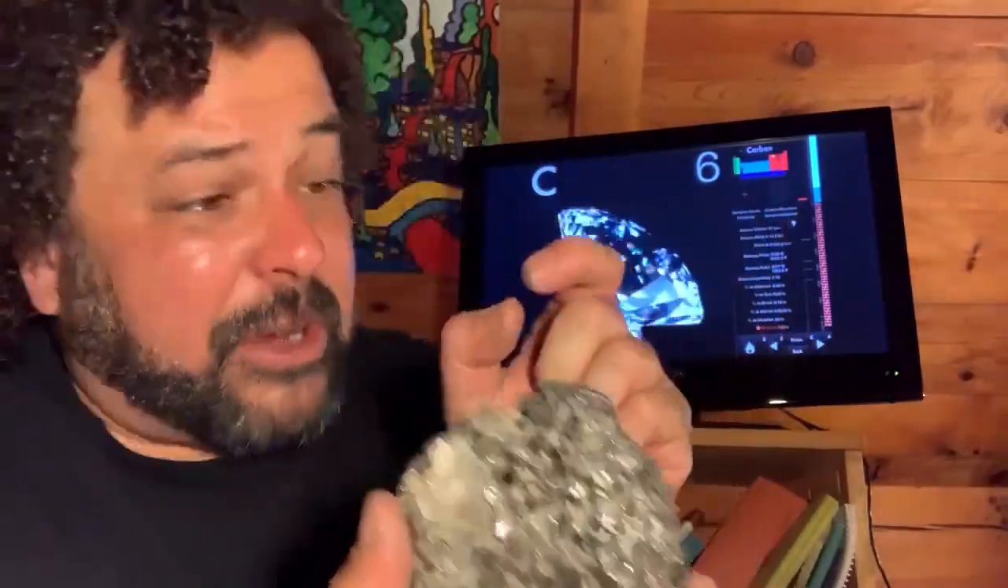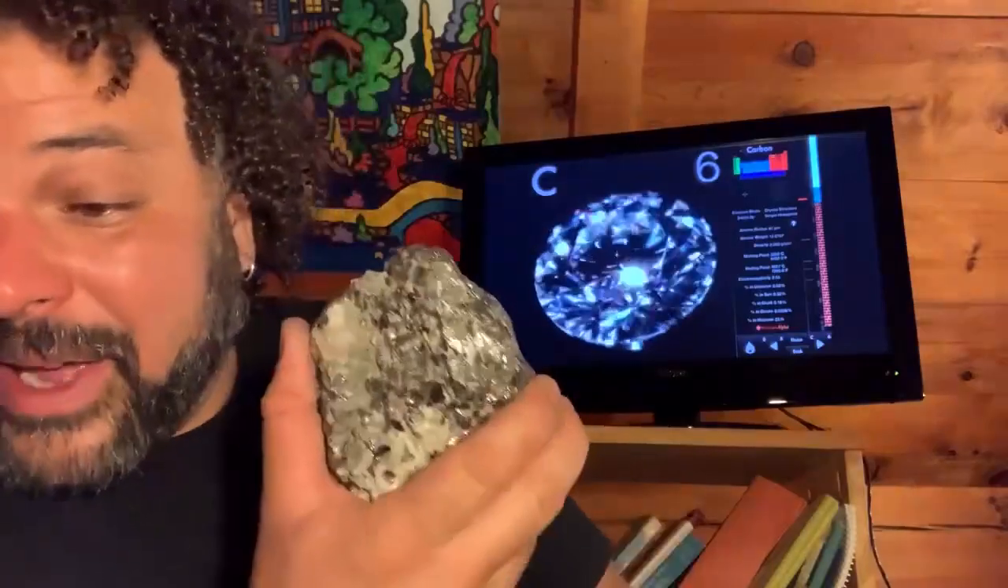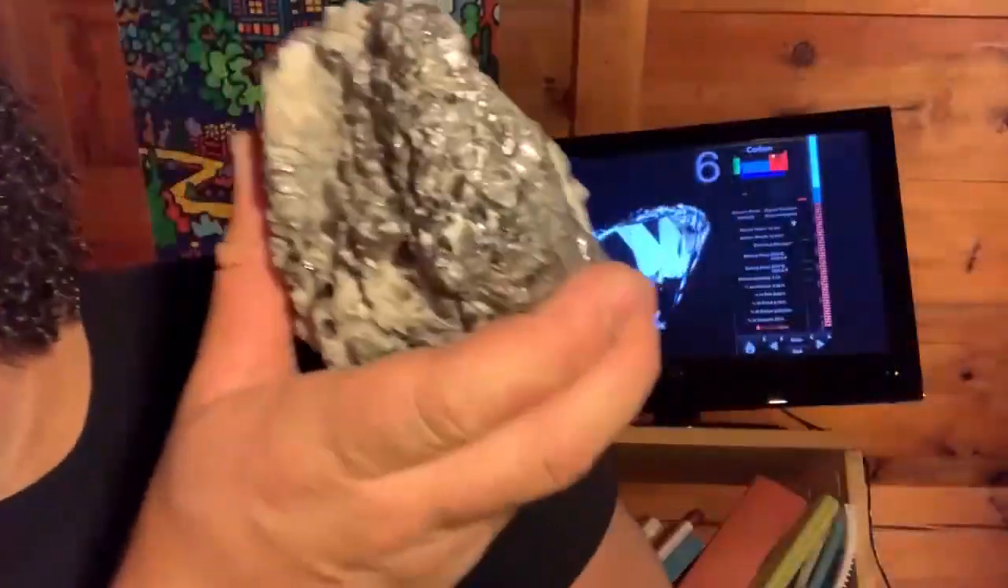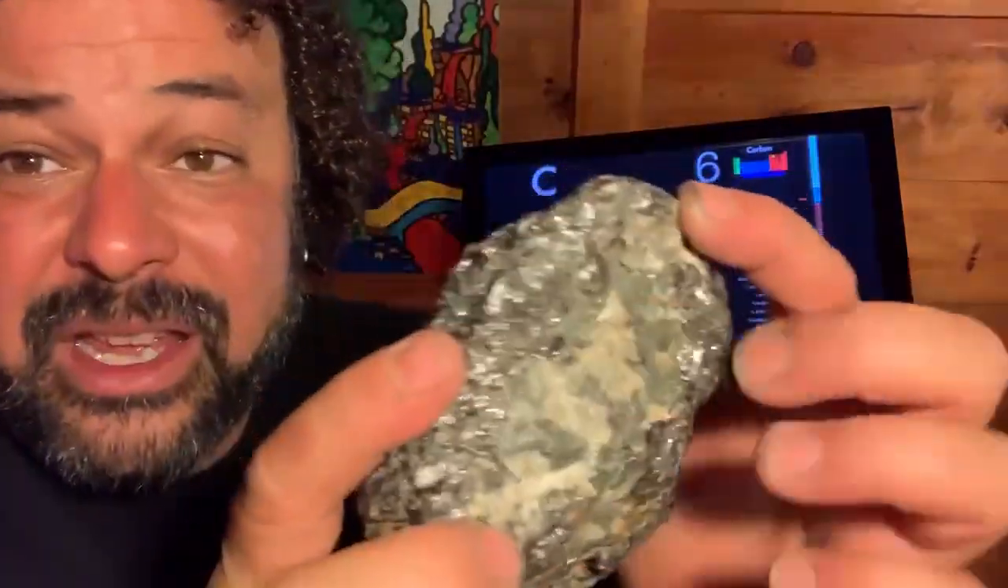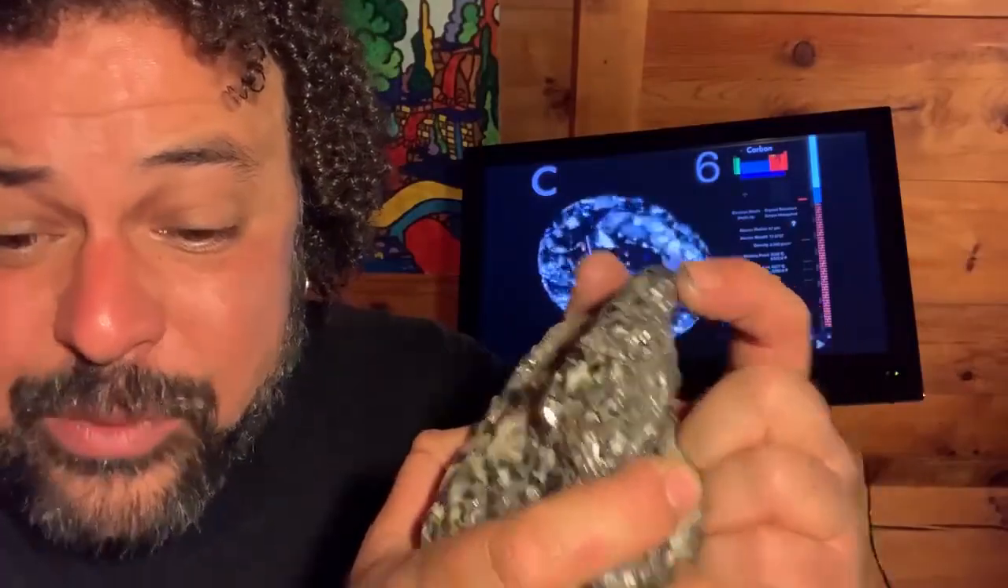Could I do that with a diamond? If I tried to cut through a diamond with my fingernail, it would rub off and the diamond would still be fine. But graphite is what you use whenever you write things down with a pencil. So if you don't know what graphite is, you've probably seen it a million times. It's the tip of your pencil, the thing you write with.